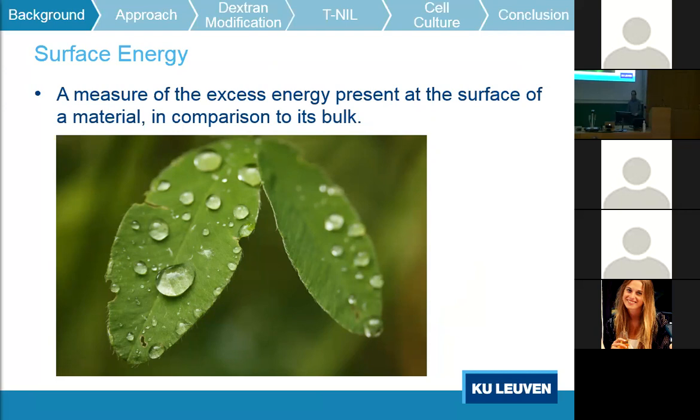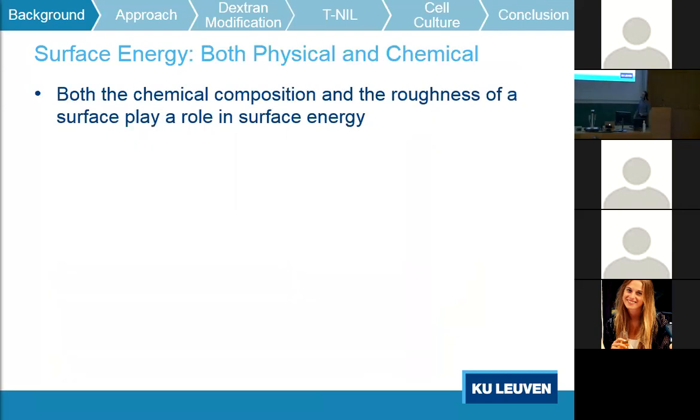It is a rather interesting property of materials in that it can be influenced by both a physical and chemical component. So the surface chemistry or the chemical composition of a material can influence the surface energy, but so can the roughness of a surface.